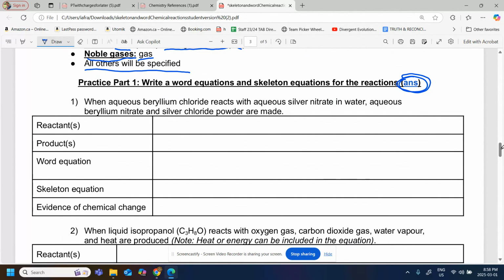When aqueous beryllium chloride reacts with aqueous silver nitrate in water, aqueous beryllium nitrate and silver chloride powder are made. So first we're going to identify our reactants and our products. So we're told that beryllium chloride is reacting with silver nitrate. That's a key indication that those are the reactants. They're reacting together.